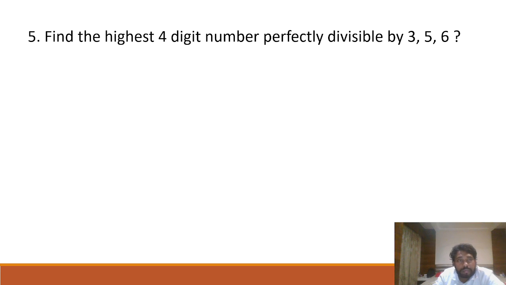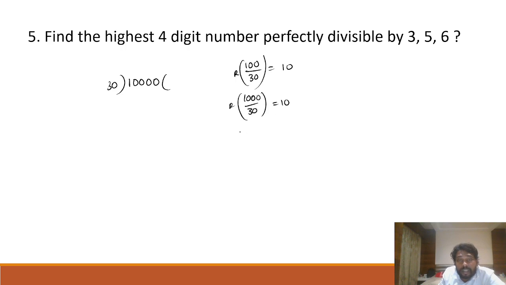Okay, now same thing. Find the highest 4-digit number perfectly divisible by 3, 5, 6. So I have given the question highest 4-digit number. Now what you need to do is simply take the least 5-digit number, which is 10,000, and divide with 30. So you can understand now, observing division with 30: 100 by 30, you are going to get 10 as a remainder. 1000 by 30, you are going to get remainder 10. Similarly, if you divide 10,000 with 30, you are going to get remainder 10 again.